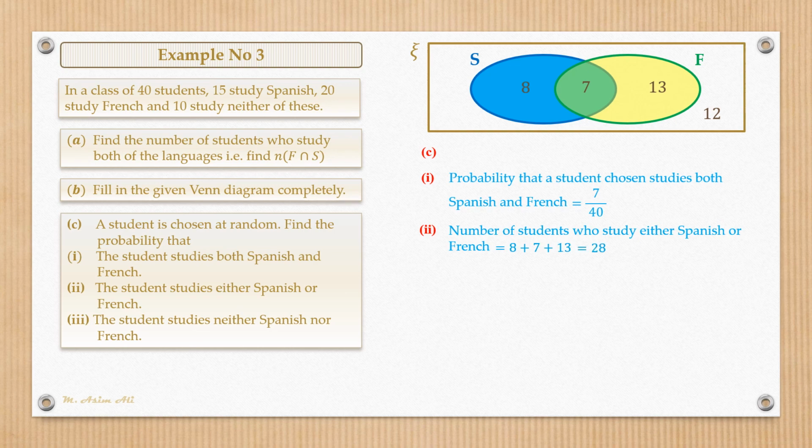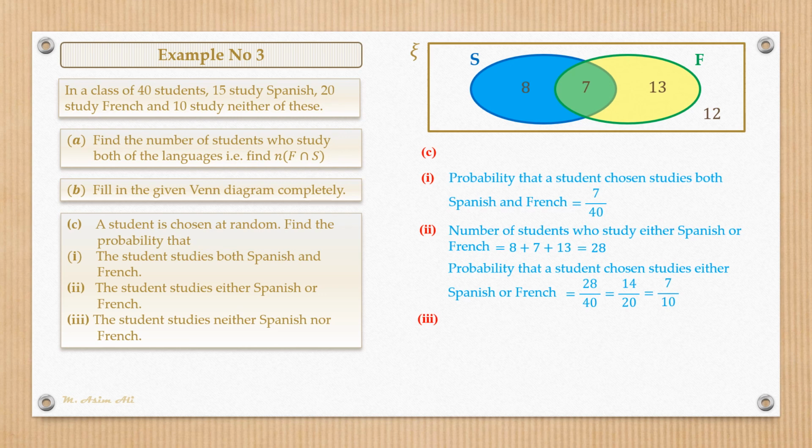Now we can find the probability that a student selected at random studies either one of the two languages, Spanish or French, and the favorable number of outcomes is 28 here. The total number of outcomes is 40, so we will divide the favorable by the total number of outcomes to get the probability. Simplify by dividing by 2. Again, we will simplify. 7 over 10 is the required answer.